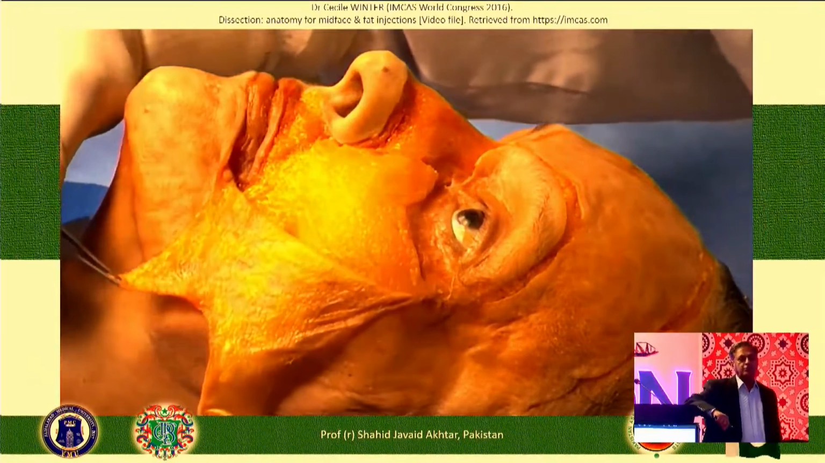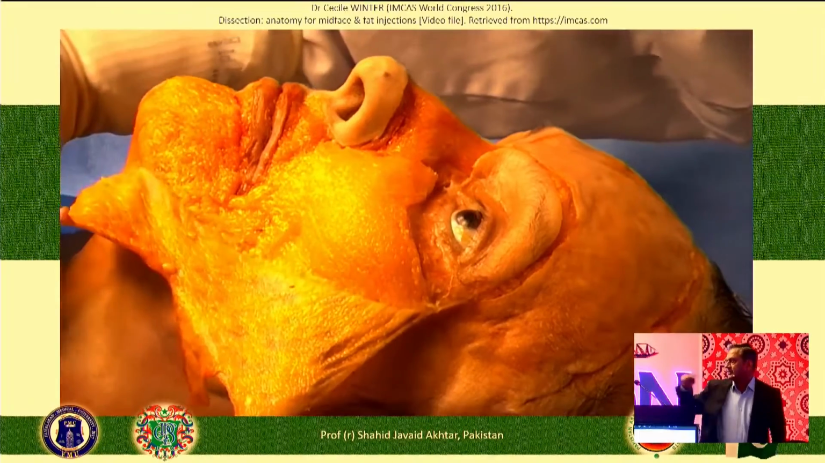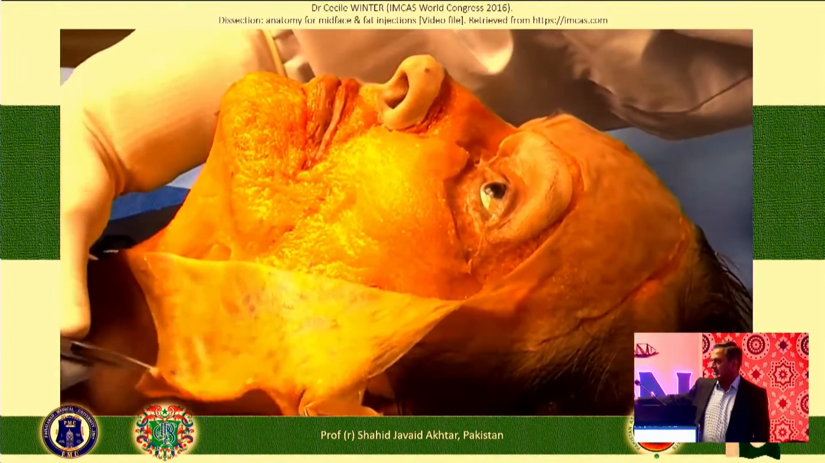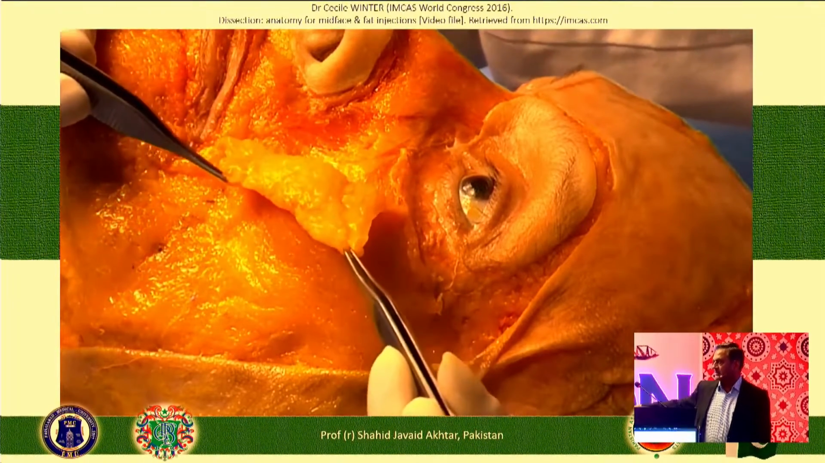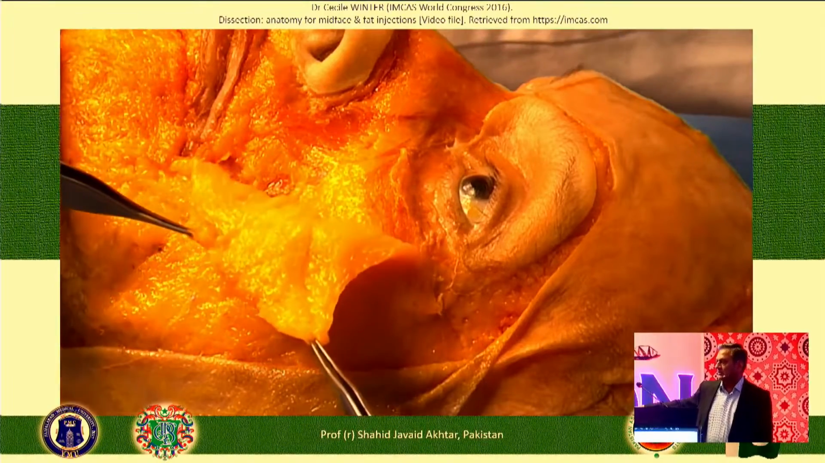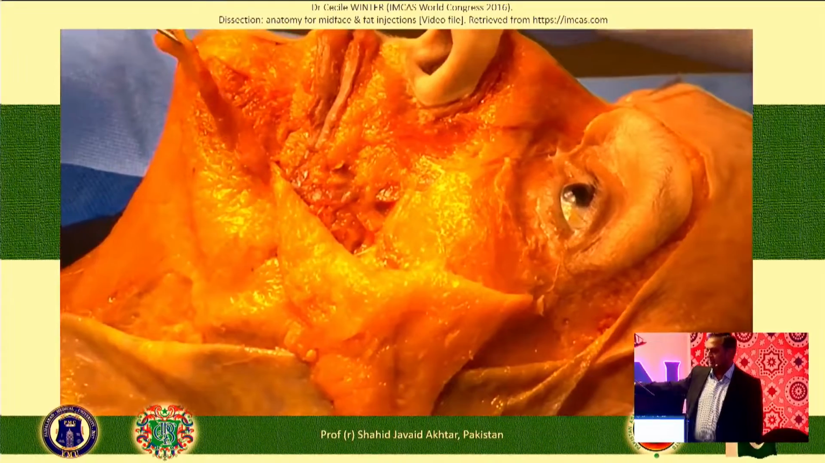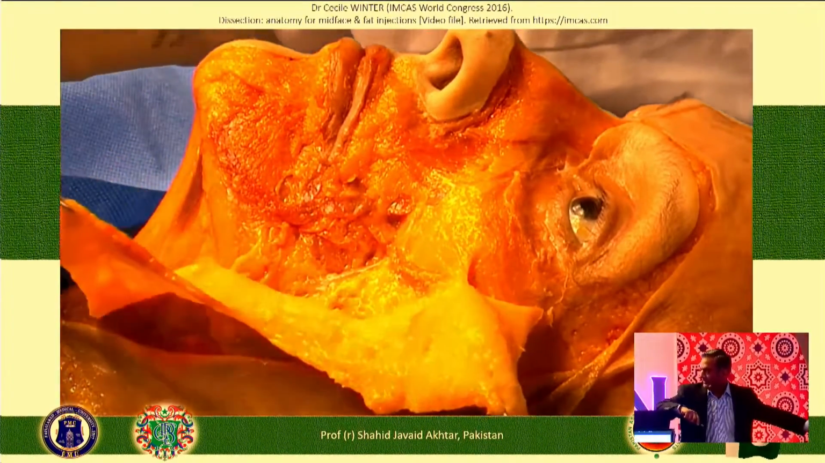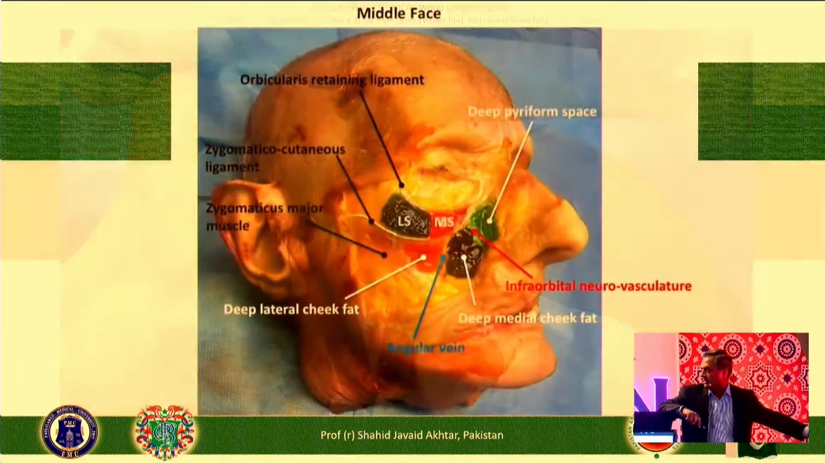The superficial layer of the face is the so-called epidermis and dermis, then the superficial fat, which is thick on the cheek area but thin over here, and then deeper lie the muscles of facial expression, and deep to them is the fat. And this layer structure is important when you are going to inject in these areas.